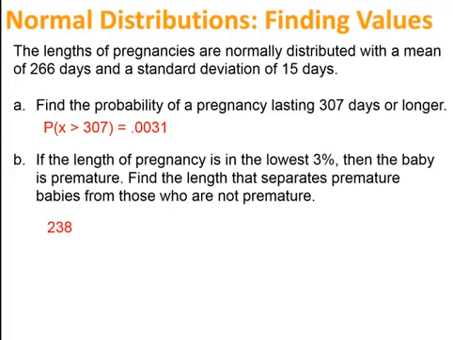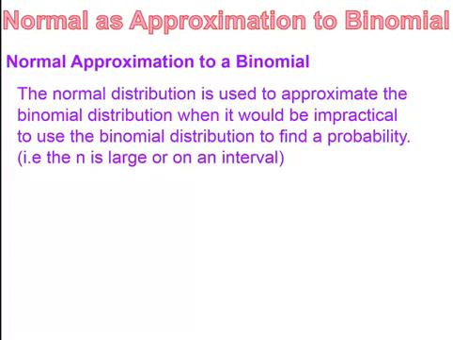So now we're going to work with the normal approximation to a binomial. The normal distribution is used to approximate the binomial distribution when it would be impractical to use the binomial distribution to find a probability. That is, that our n value, or our sample size, is large or on an interval.